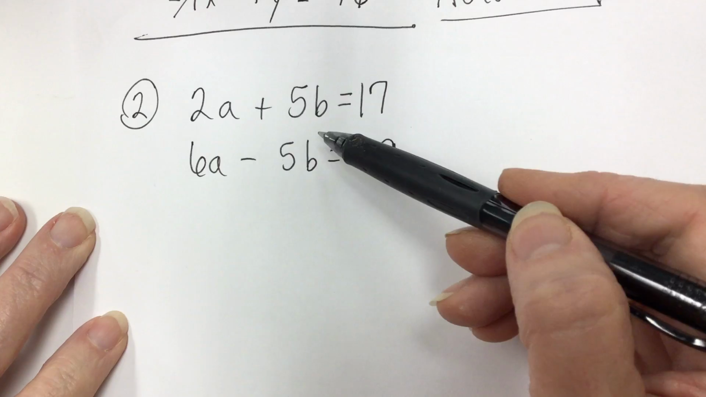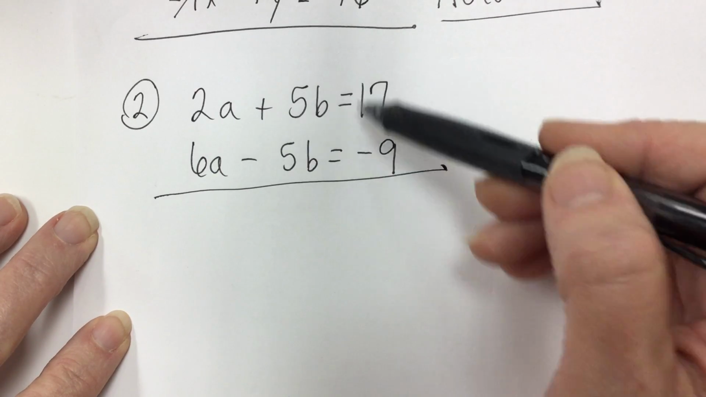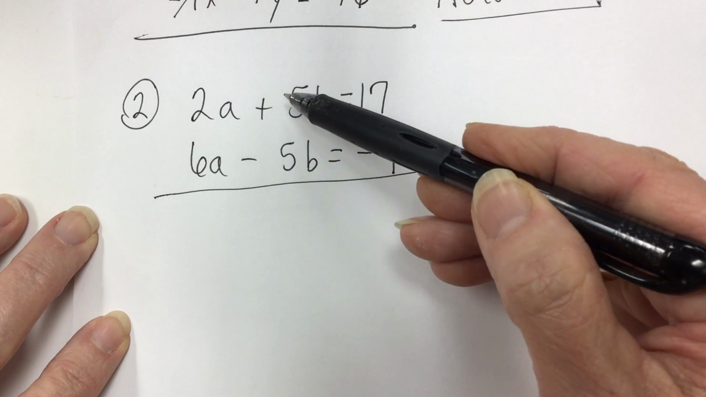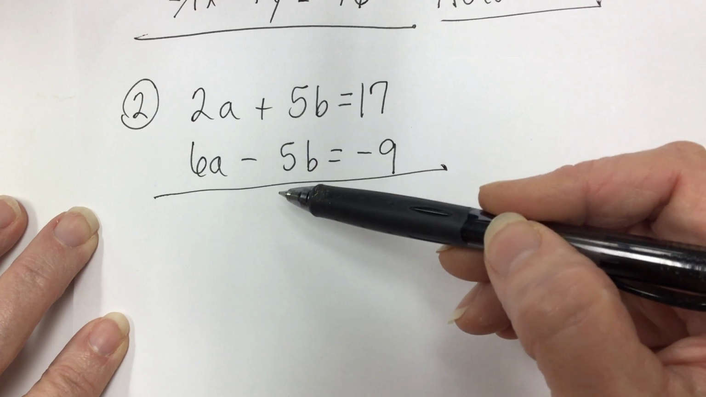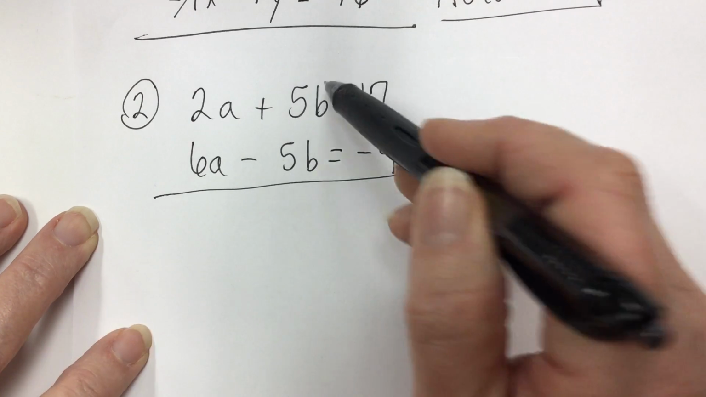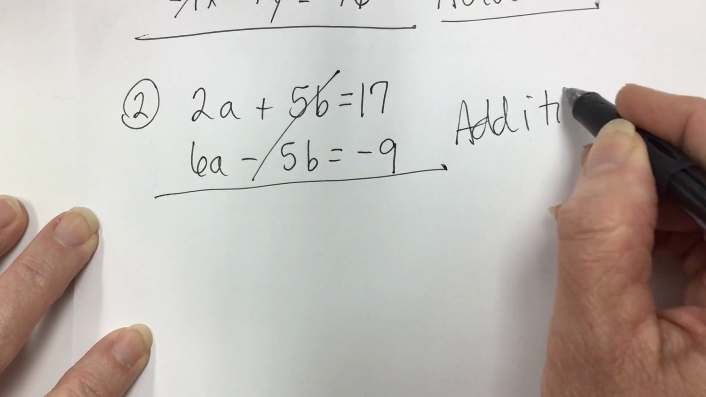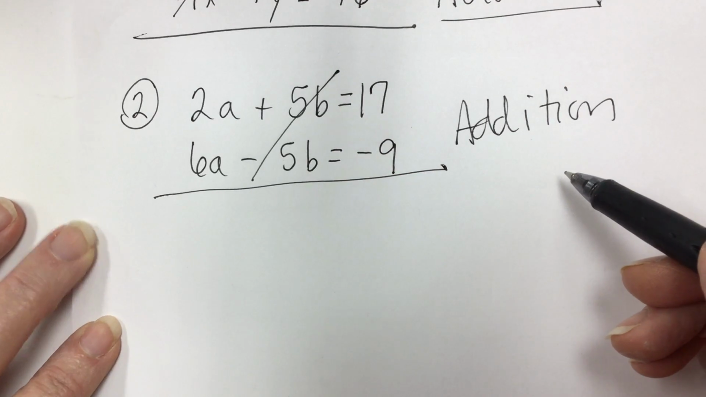Well, when I look at these, again, they're both lined up. A's are lined up, B's are lined up, equal signs are lined up, and my constants are lined up. Is one of these the opposite of the other? I have positive 5b, negative 5b, therefore if I add them, they will cancel. So again, the best method to work out the number 2 system is addition.